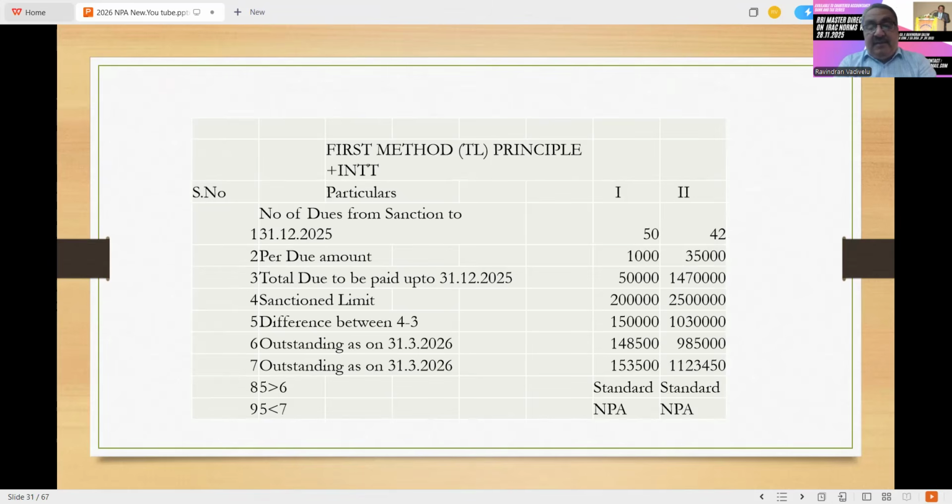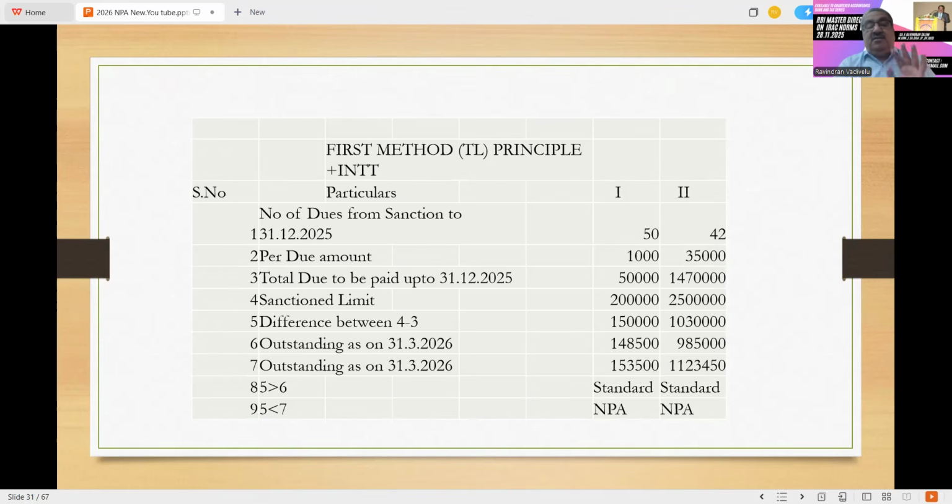And point number 7, the outstanding amount as on that date is 1,53,500. That means instead of 1,50,000, the outstanding balance is 1,53,500. That means there is an arrear on payment towards the principal or interest. So 1,53,500, that account has to be treated as NPA.